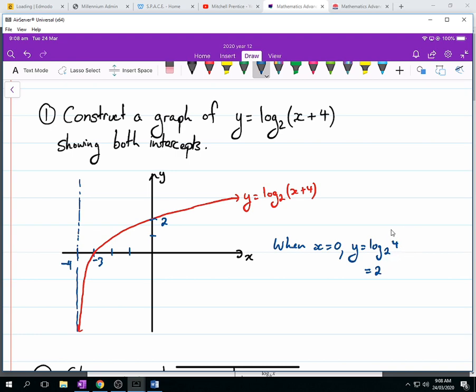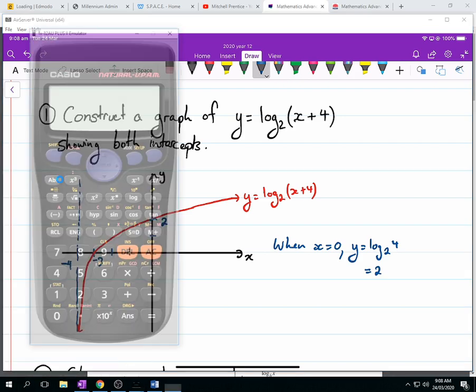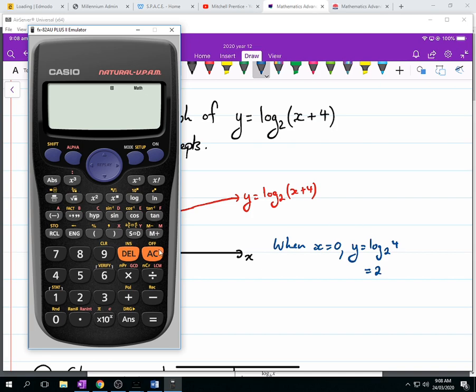If you didn't know what this was, if it wasn't an exact number, then of course we could go through and get the calculator and use our change of base, which we'll do in our second question, and change this to log of 4 over log of 2. Okay, so using either the log or ln button, log of 4 over log of 2. This is base 10 on the calculator, and that gives you 2.